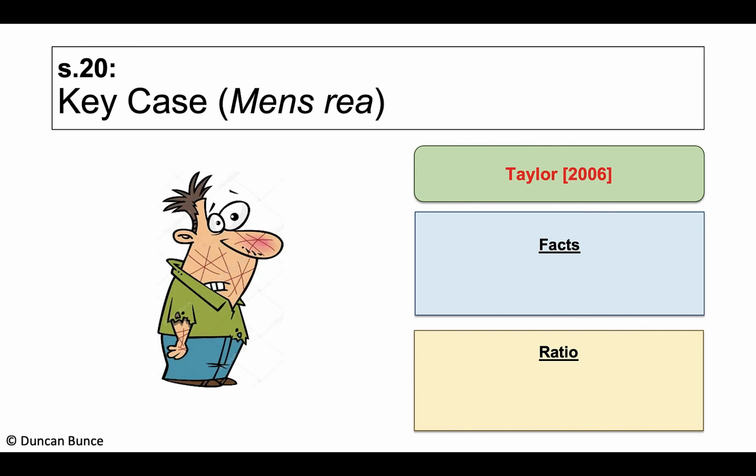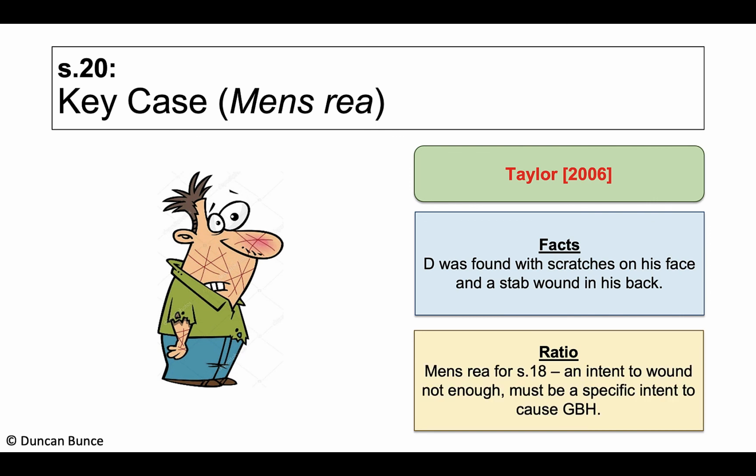Now, this is actually an error on the slide here. This should say Section 18, not Section 20, so apologies. It should say Section 18 because this is the key case for Section 18's mens rea. Taylor. The defendant was found with scratches on his face and a stab wound in his back. Therefore, the ratio for 18 is that an intent to wound is not enough. There must be a specific intent to cause GBH.